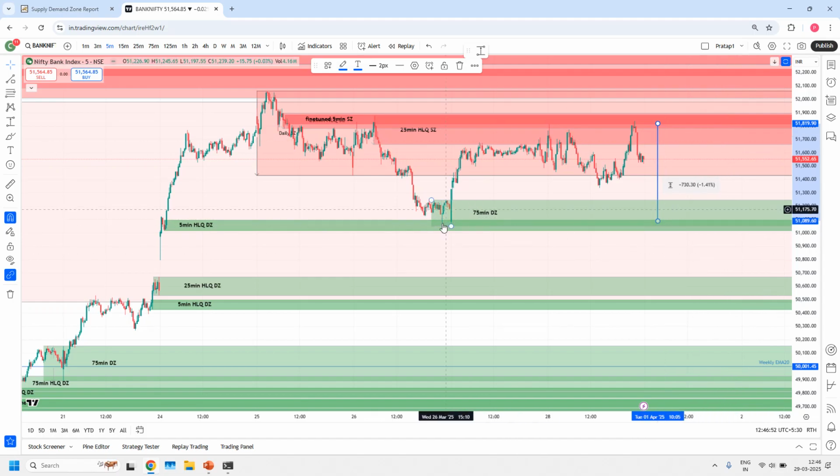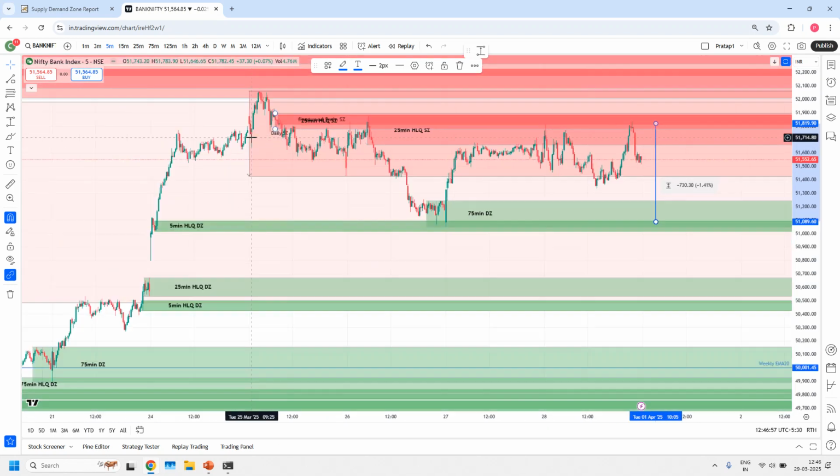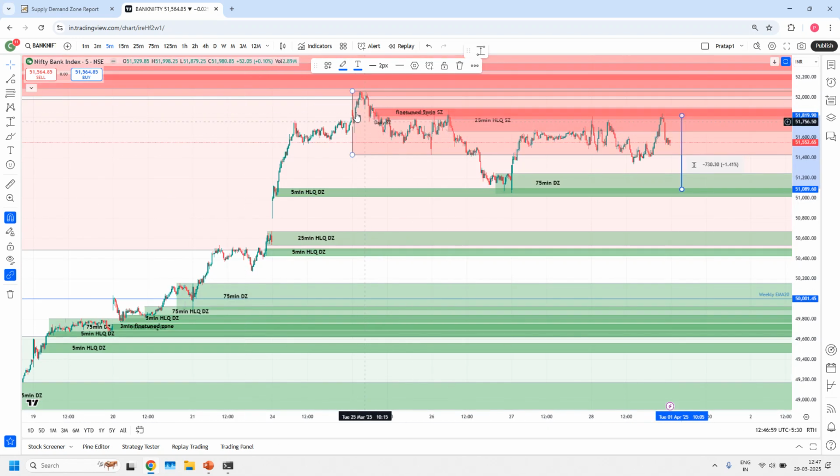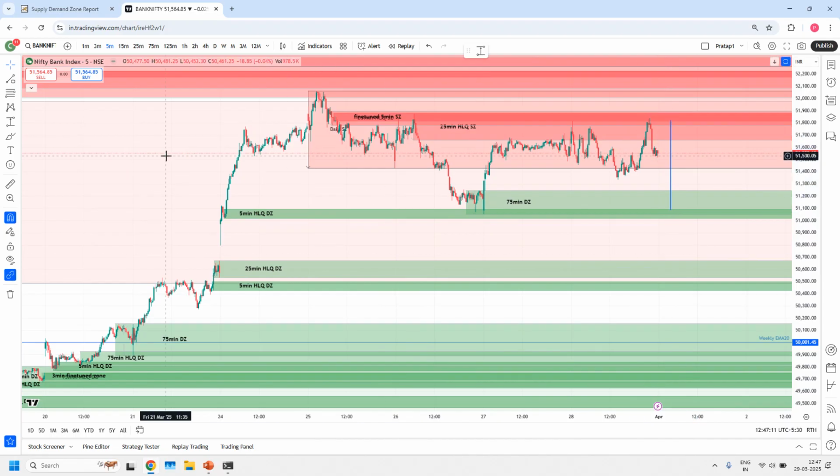Why we are saying this: here we have a 75 minutes demand zone, and also here we have a daily demand zone. This is a daily supply zone. And within this, these are the fine-tuned zones. This is the current range for the Bank Nifty. This is how you should understand the movement. This explanation I did not give in the Nifty analysis video. Now I am giving you this explanation.